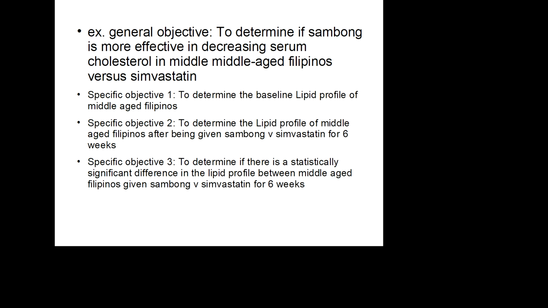Step two, you need to determine the lipid profile of middle-aged Filipinos after being given Sambong versus Simvastatin for 6 weeks. And step three, you need to perform statistical analysis if there's a statistically significant difference in the lipid profile between the two comparator arms, namely Sambong versus Simvastatin. So you compare the two groups as the last step, and you perform the statistical analysis if there's a significant difference. Okay? So if you perform specific objectives 1, 2, and 3, that will lead you to the answer to your general objective. Okay?